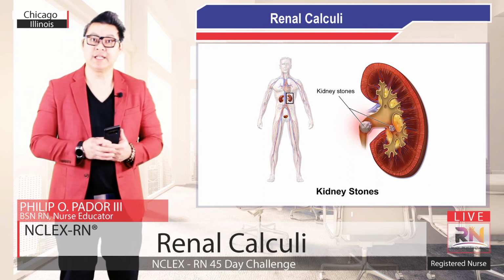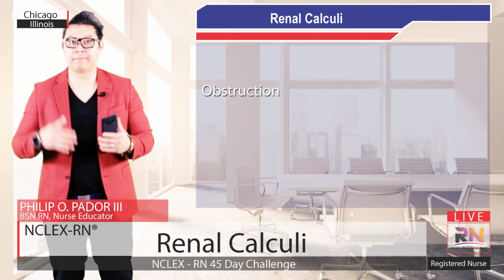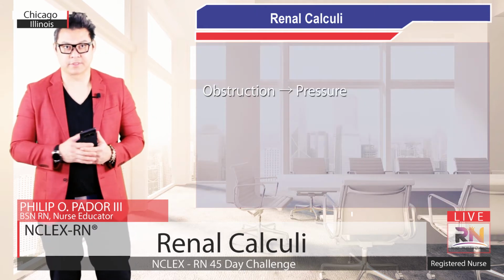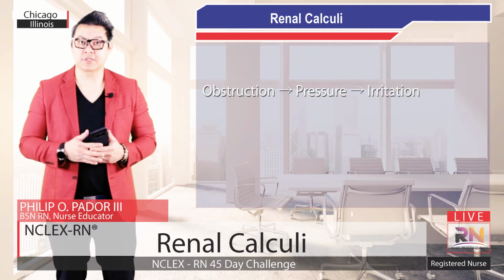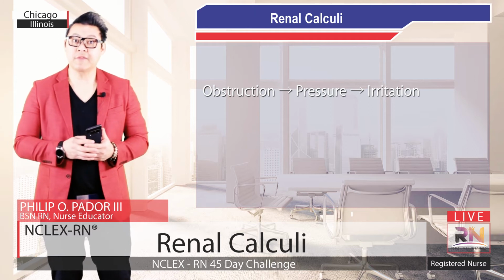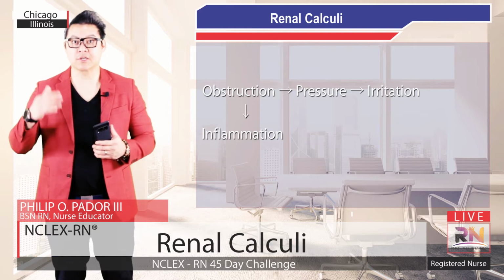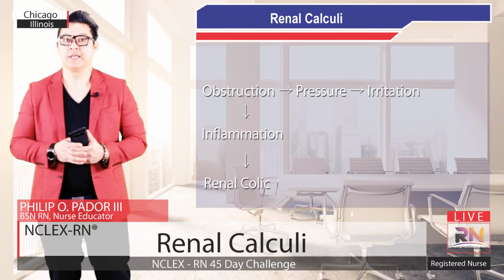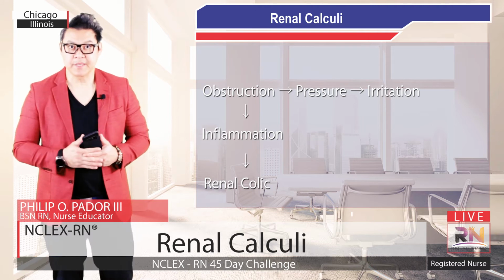A kidney stone can lead to an obstruction. The obstruction within the tubule can create a buildup of pressure in the tubules. The pressure can cause irritation, and this irritation is read by the brain as renal colic. There is also an inflammatory process going on due to the obstruction, and this also leads to renal colic. The pain we feel when there is a urinary stone in the body.